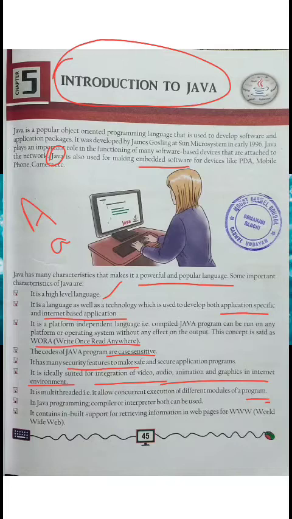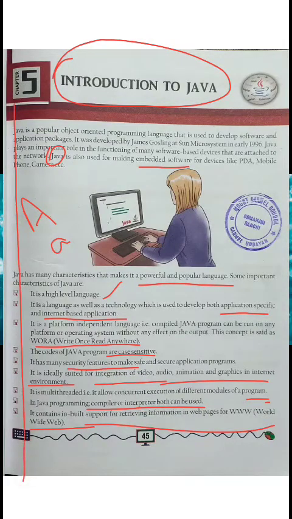In a Java program, compiler and interpreter both can be used. We can use the compiler as well as the interpreter in the program. Next, it contains inbuilt support for retrieving web pages from the World Wide Web. Whatever online application we are using, it provides us inbuilt support so that we can retrieve any information from the World Wide Web. This was the introduction of Java from here to here.